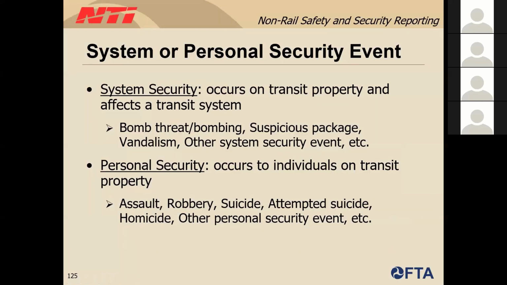There are two categories of security incidents on screen 1, system security or personal security events. Each type must meet a major event threshold. System security events occur on transit property and affect the transit system as a whole. Personal security events happen to individuals on transit property or those boarding or alighting a transit vehicle. This is where you would report suicide or attempted suicides that did not involve impact with a transit vehicle.